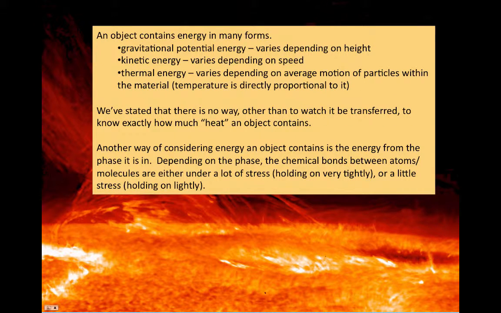Now we're going to go back and look at energy for a minute. An object contains energy in many forms. There's gravitational potential energy, which varies depending on the height, kinetic energy, which varies depending on the speed, and thermal energy, which is what we're looking at. And it varies depending on the average motion of the particles within the material. And we know temperature is directly proportional to it, but there's a lot to it that isn't just average motion. So to consider that thermal energy, another way of thinking about the energy an object contains when we're talking about heat is the energy from the phase that it is in.